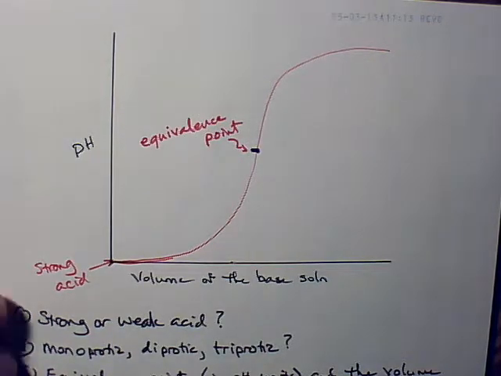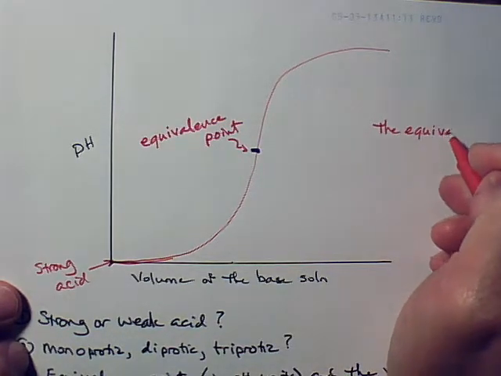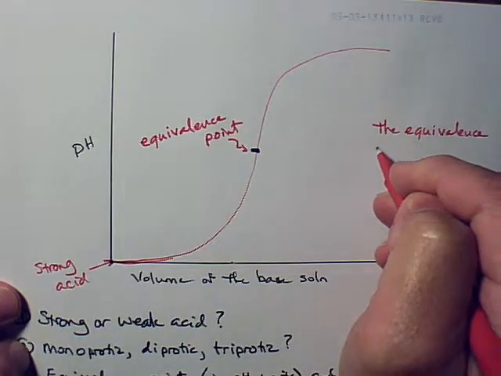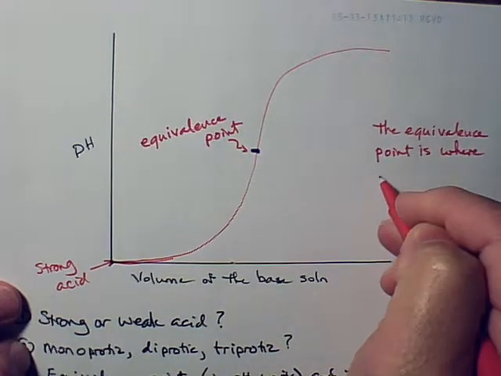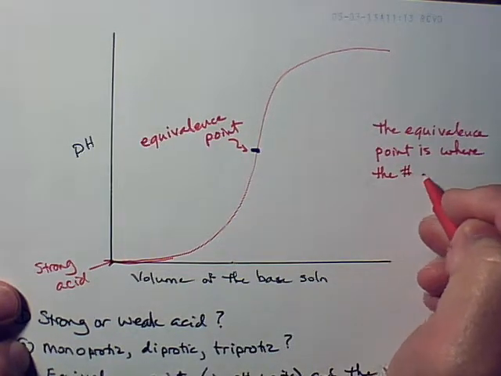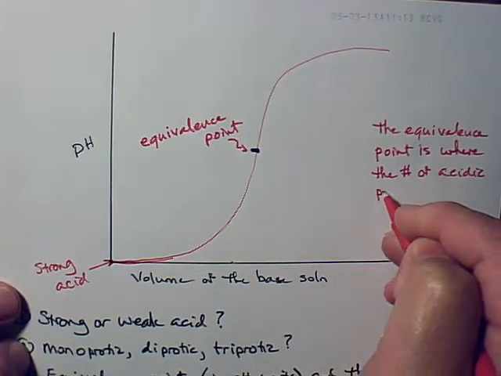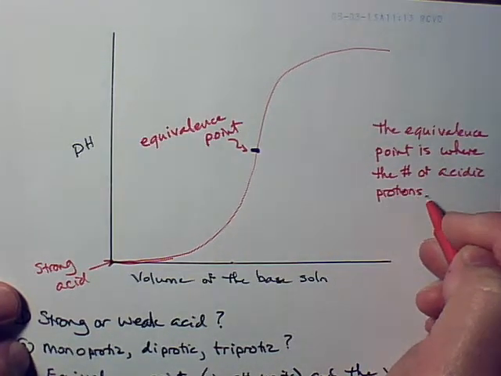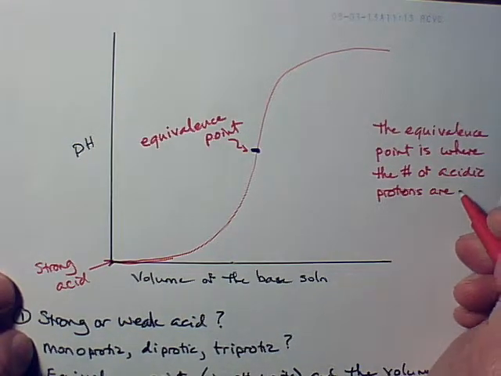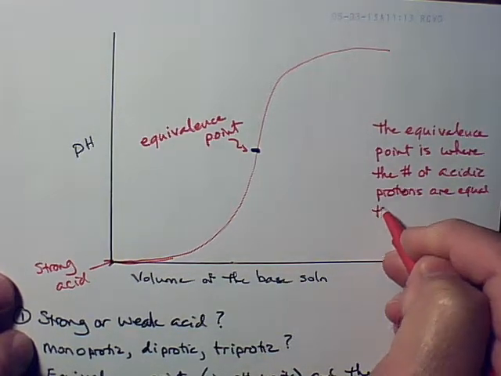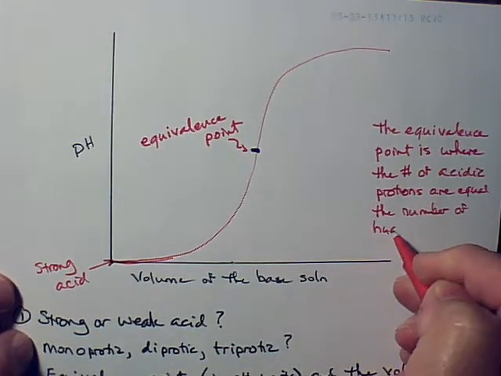And what happens at the equivalence point? It's where the number of acidic protons, that is to say the protons that come off of an acid, are equal to the number of hydroxide ions.